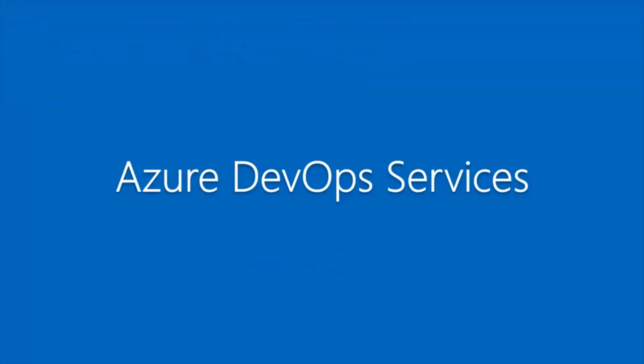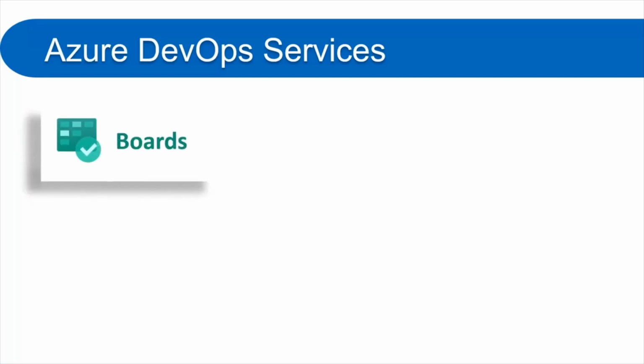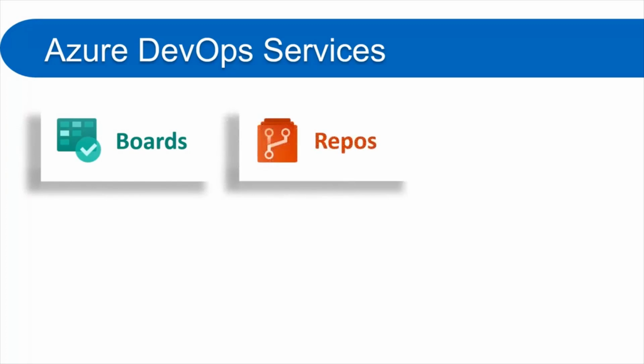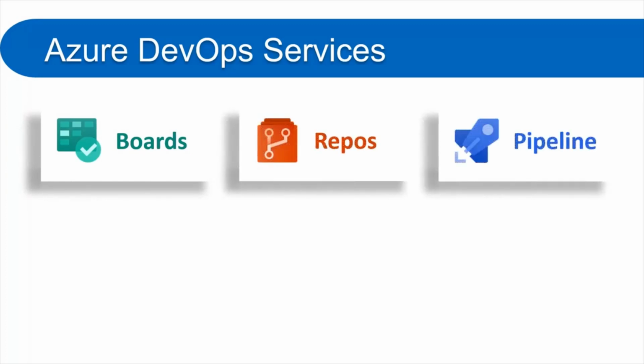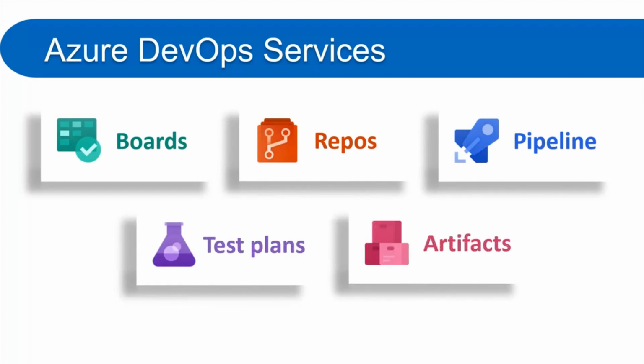Now let's understand the main points available in Azure DevOps Services. There are 5 services available in Azure DevOps. First one is Boards. Second is Repos. Third is Pipelines, then Test Plans, and at the last we have Artifacts. So this is all about Azure DevOps. In Azure DevOps, there are 5 services. You can choose any one of them.